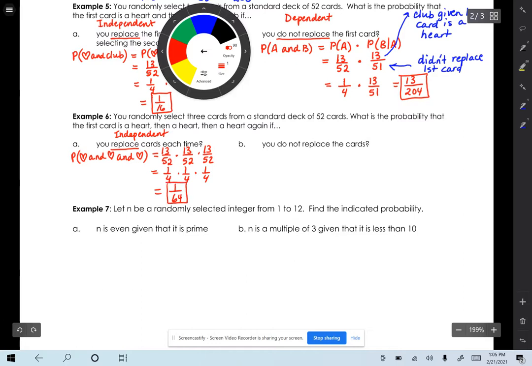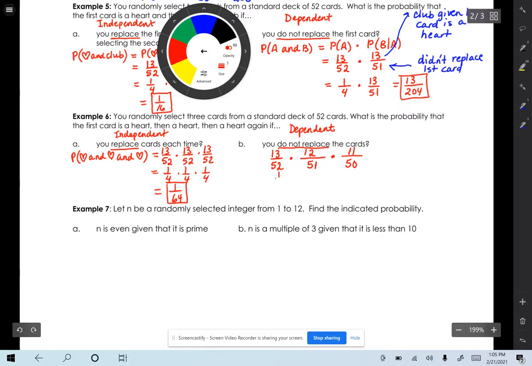It's when you don't replace something that you have to worry, because when you're not replacing something, things have been taken. So this is dependent. The probability that the first one is a heart is 13 out of 52. Since you're not replacing it, you have one less card in the denominator, but you've also chosen one, so you have one less in the numerator. For the third card, there's only 50 cards left, and there's one less heart. So that's how you set that one up.